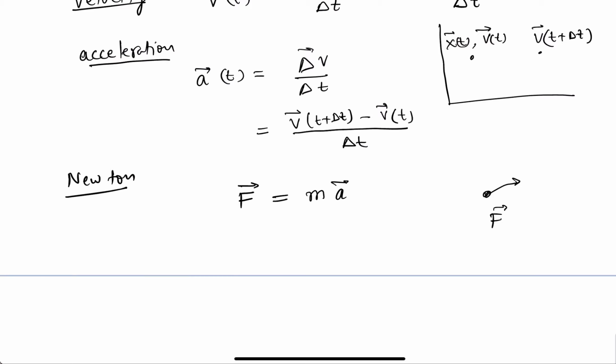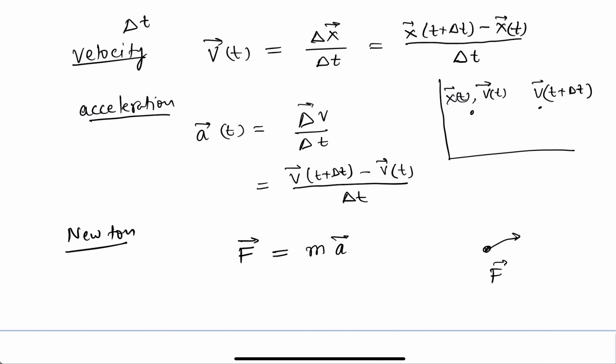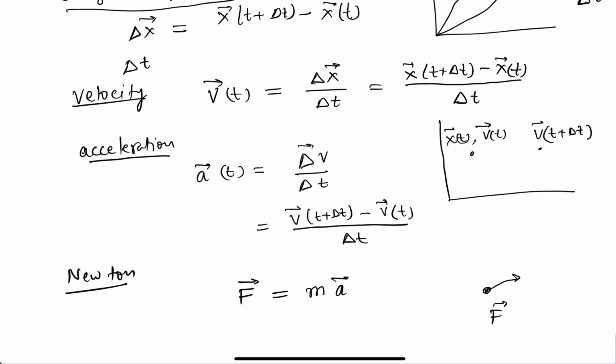So Newton says that if you take an object and apply some force on it, that force causes the object to accelerate. And since acceleration causes change in velocity, and velocity causes change in the position, if you apply a force to an object, it will cause an acceleration, which will cause its velocity to change and its position to change and so on.